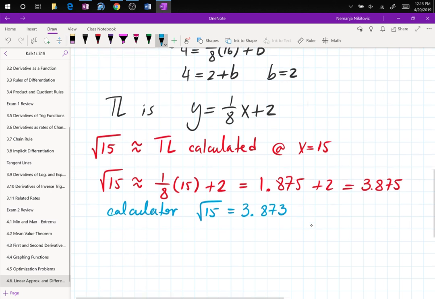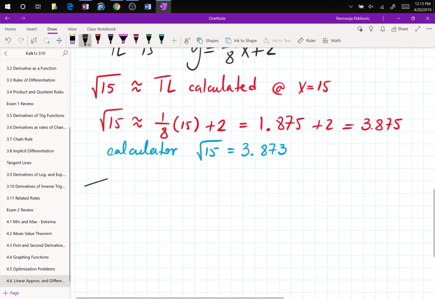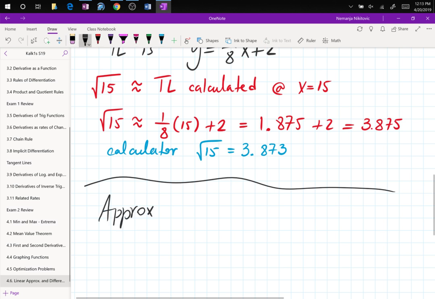Let's calculate ln3. No, actually, no, compute, approximate. So what are the specs? Well, function f of x is ln x. And what's the a? Value that it's close to 3 that we should use.